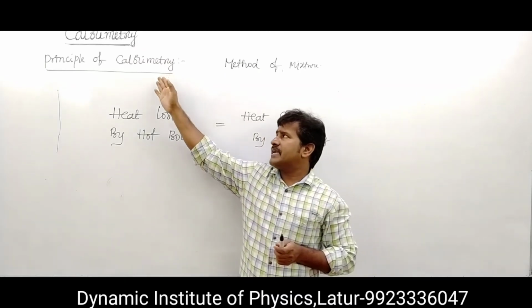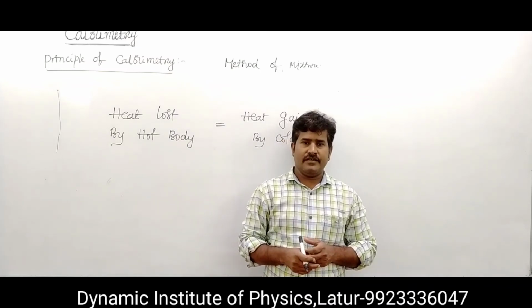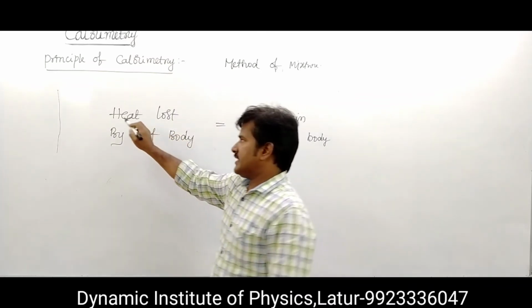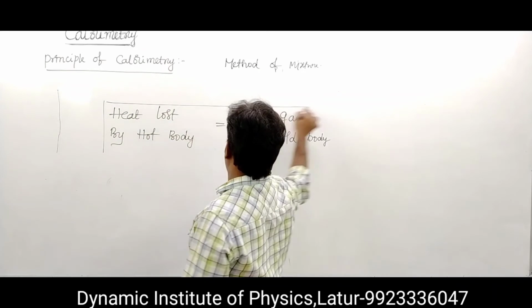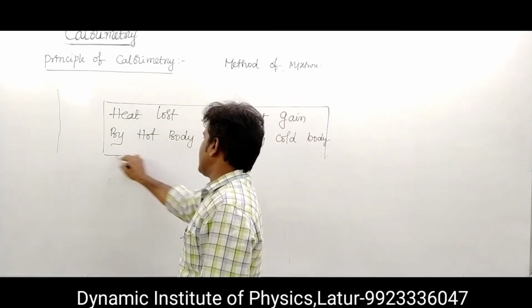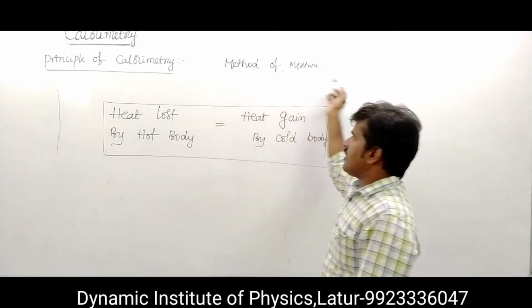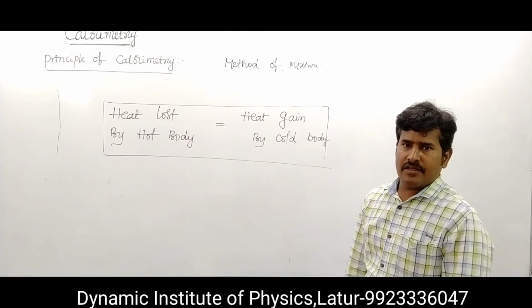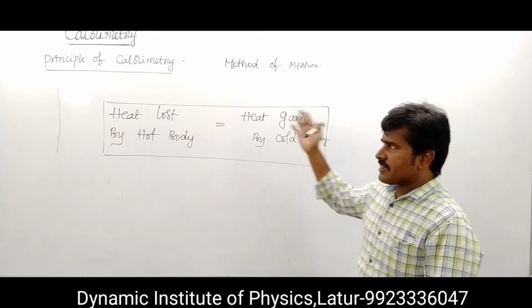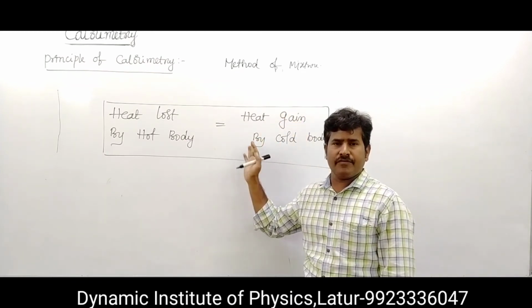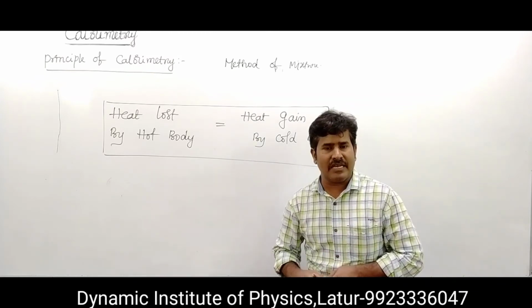That is called the principle of calorimetry. So the principle of calorimetry is: heat lost by hot body equals heat gained by cold body. This is called the method of mixtures. So it depends upon this concept. Okay, we studied thermal equilibrium.